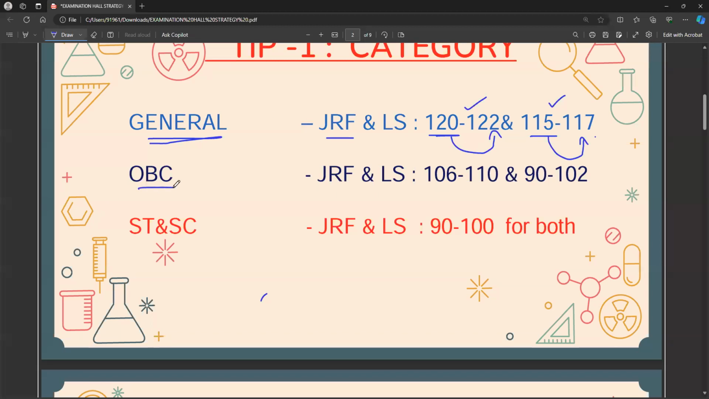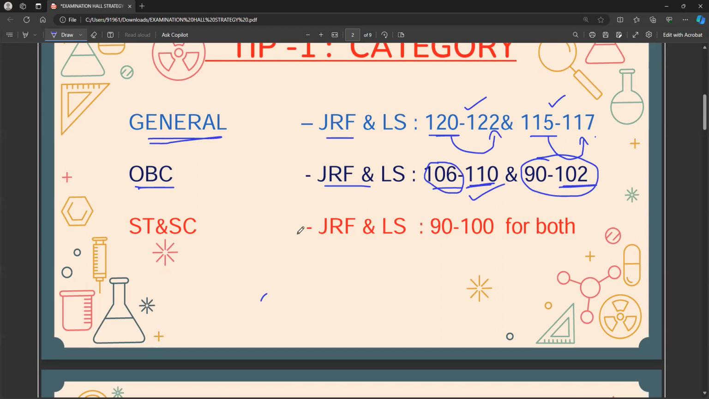Next, for the OBC, in order to crack the JRF, you have to get 106 to 110 marks. That is again the safe score. And for the LS, it is a minimum of 90 and a maximum of 102. 102 is the very maximum, and 110 is also the very maximum, I am telling you. For OBC candidates, mostly 106 or 107 will be the maximum. Don't worry about that.